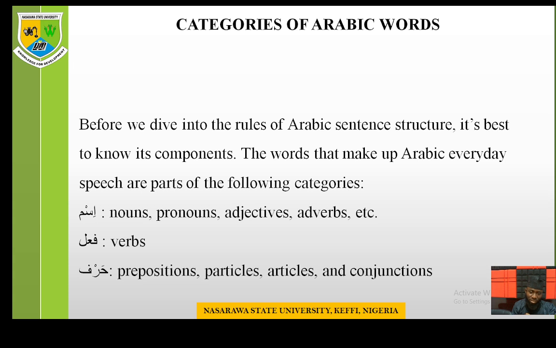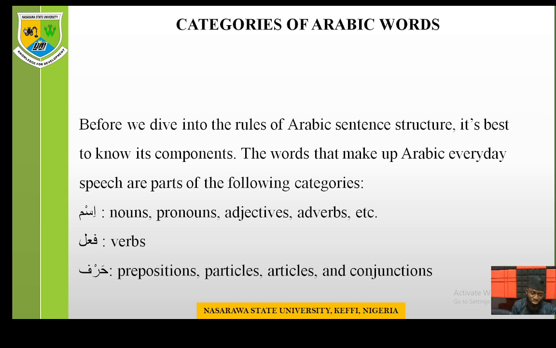We don't have the categories of that English one, because English one has what? Different kinds of verb. When we come to it, we'll explain more about verb in Arabic, with the comparing of the English ones. So harf is our prepositions or particles or articles or conjunctions and so on. They are all under our harf in Arabic.